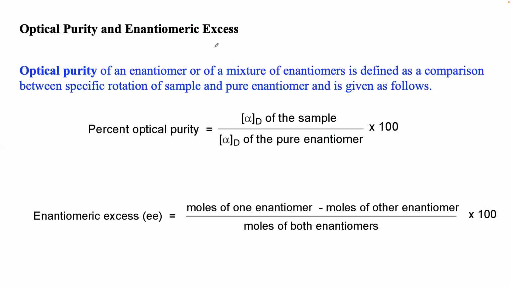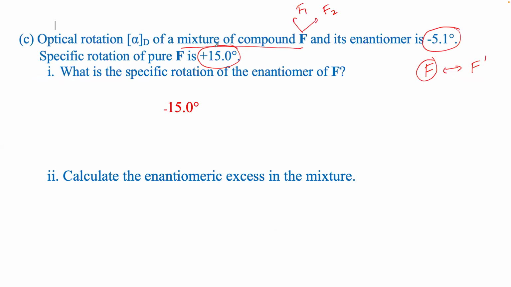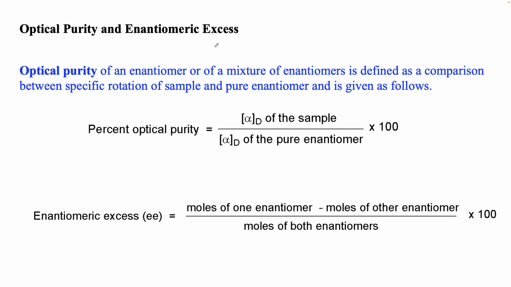The racemic mixture. Yes, it's a racemic mixture. That means you have an equimolar mixture, with plus and minus in equal concentrations. But this is not the case. Here it says the mixture has minus 5.1 degrees. That means you actually have the negative isomer in excess, right? So you need to find out by how much.